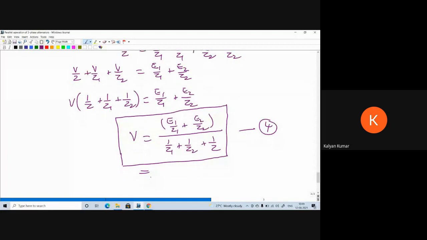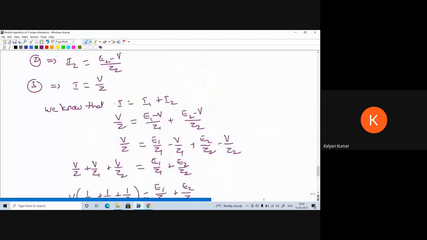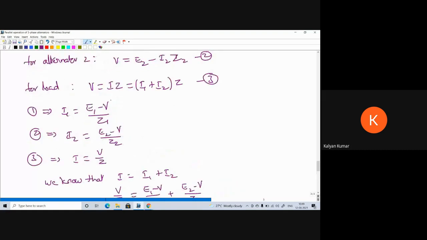So E1, E2 are the induced EMFs. Z1 is the synchronous impedance of alternator 1. Z2 is the synchronous impedance of alternator 2. Z is the load impedance. So if you know E1, E2, Z1, Z2 and Z, you can get the terminal voltage from equation 4. Now after obtaining the terminal voltage, as we know E1 and Z1, as the terminal voltage is known to us, we can then compute I1 and I2. So I1, I2 can be obtained from these two equations.